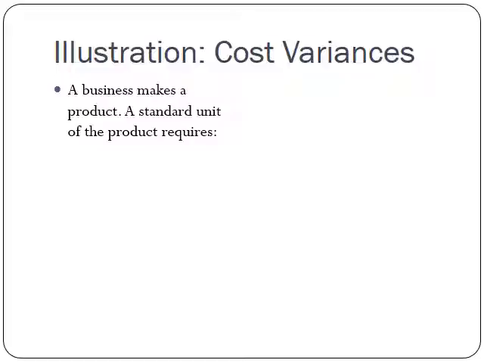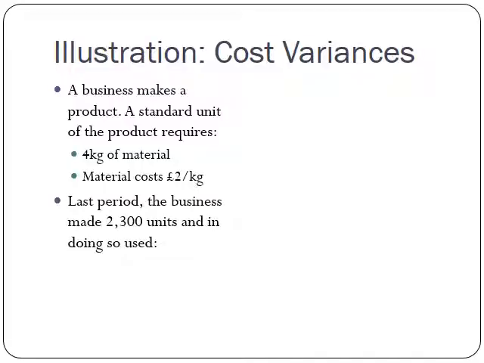Let's have a look at an example. So we've got a business that makes a product, and a standard unit of this product requires 4 kilograms of material, and the material costs £2 per kilogram. And at the end of a period, we looked at how many units we'd produced, and we see that we made 2,300 units, and we used 9,660 kilograms of material, which cost us £18,354. Now, from this information, we're going to calculate our materials cost variance.